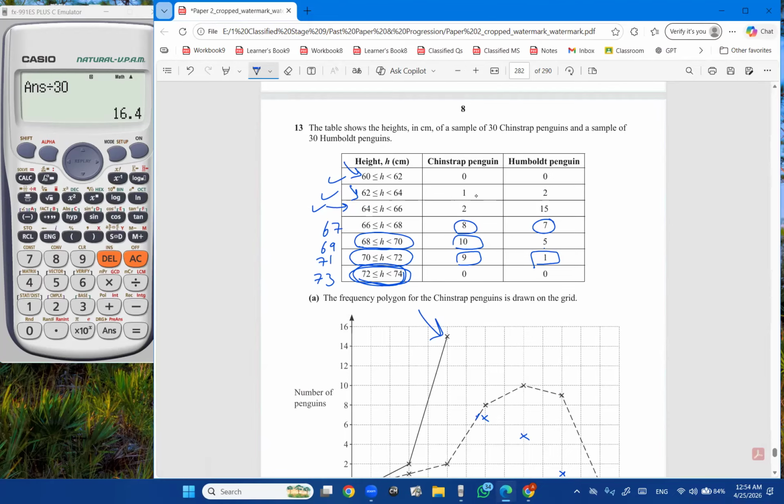None of the penguins have a height greater than 72. Look at that. Greater than 72, none. So yes, none of them is true. All right. So that's it. Let's continue.